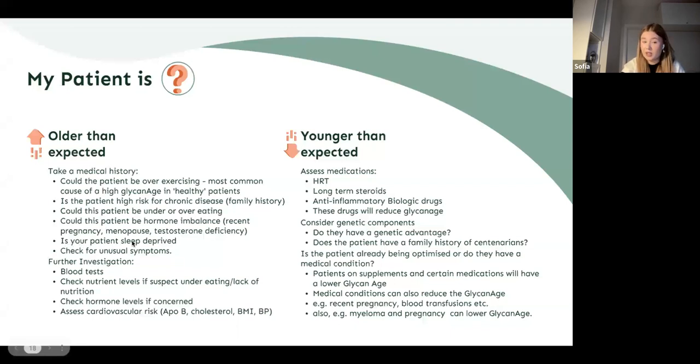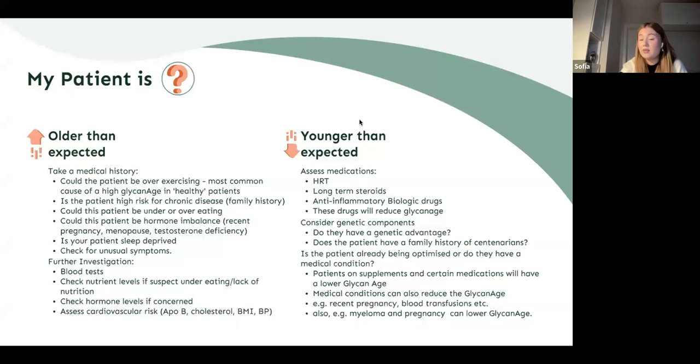Another question is, is your patient sleep deprived? And if so, what can we do about it? And you would check for other unusual symptoms. You can also do further investigation, especially if we have a patient who is high risk for any chronic disease. So we would take blood tests. We would check their nutrient levels if we suspect that they are under eating or they have a lack of nutrition, or maybe they're consuming too much ultra processed food, and so on. We would also check hormone levels if this is something that we are suspecting. And we would assess their cardiovascular risk. So we would look at apolipoprotein B, cholesterol, BMI, and their blood pressure.